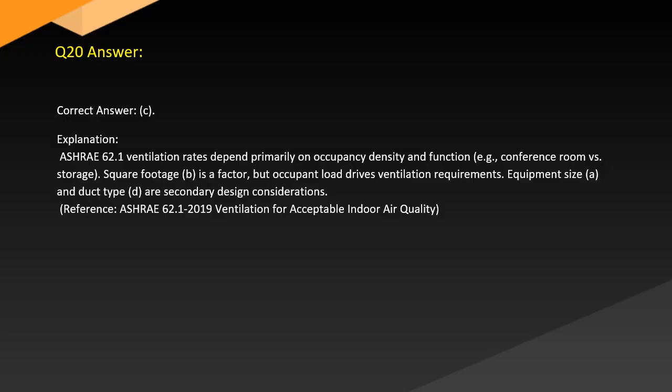Answer. Correct answer, C. Explanation. ASHRAE 62.1 ventilation rates depend primarily on occupancy density and function, e.g., conference room versus storage. Square footage, B, is a factor, but occupant load drives ventilation requirements. Equipment size, A, and duct type, D, are secondary design considerations. Reference: ASHRAE 62.1-2019, Ventilation for Acceptable Indoor Air Quality.